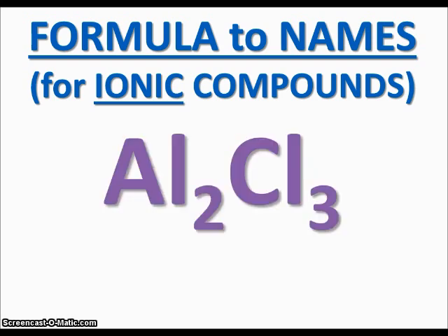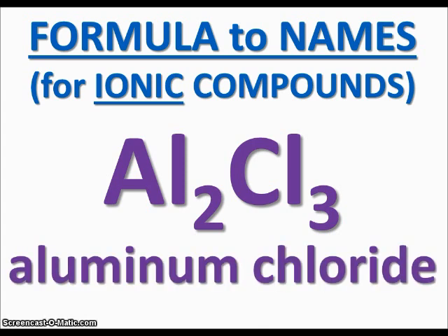Now we have Al2Cl3. I would first ask, is there a metal? Yes, aluminum's a metal, so the compound is ionic, and I just name what I see. Aluminum chloride. Just as a final note, remember that the names of chemicals are all lowercase.